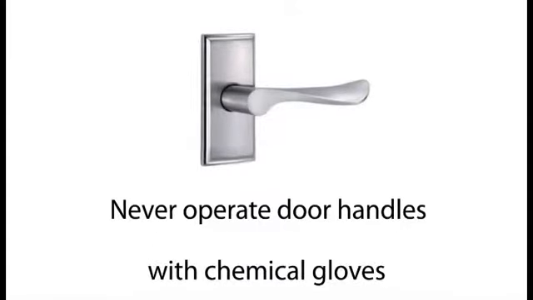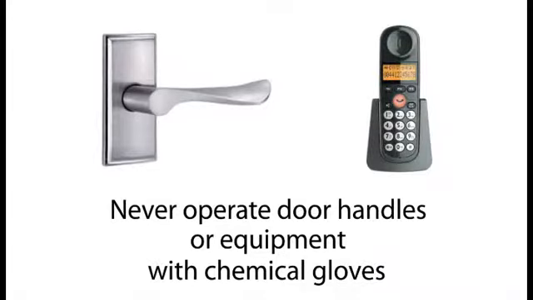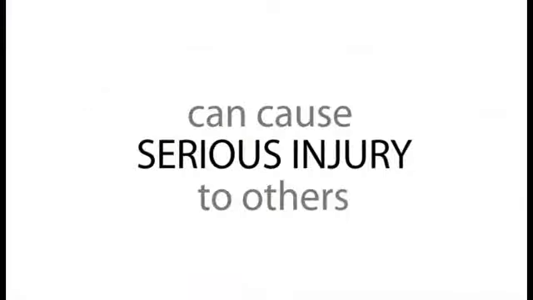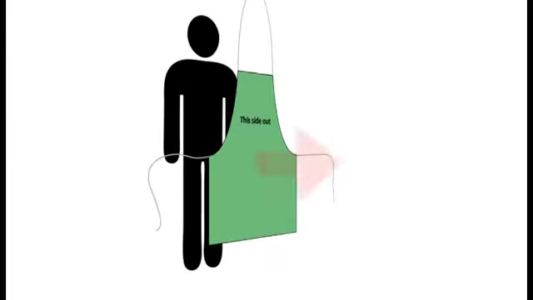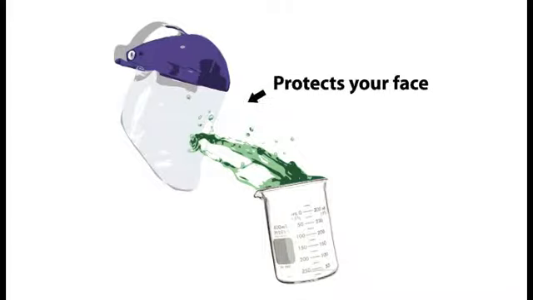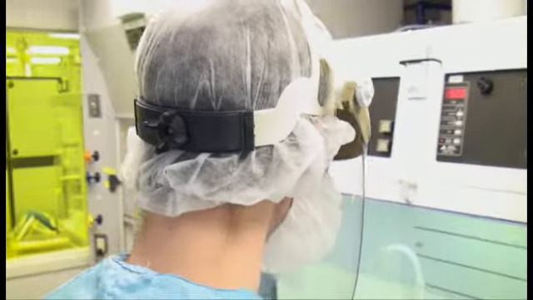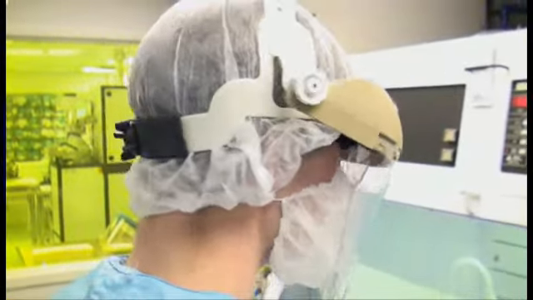Never operate door handles or equipment while wearing chemical gloves. Residual chemicals on the gloves can contaminate surfaces and cause serious injury to others. The front of the chemical apron is labeled "This side out." This label should always face away from you to prevent chemicals that may have been spilled on the apron from being placed next to your body. The face shield helps protect your face from accidental chemical splashes and must be worn at all times when working with strong chemicals. Make sure it fits properly and adjust it if necessary.